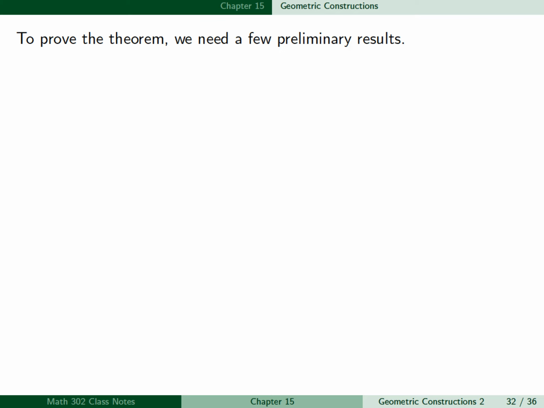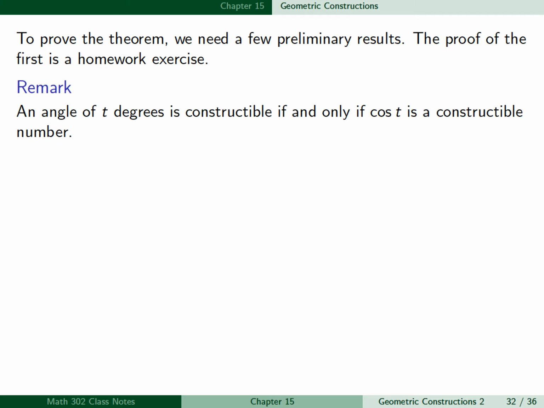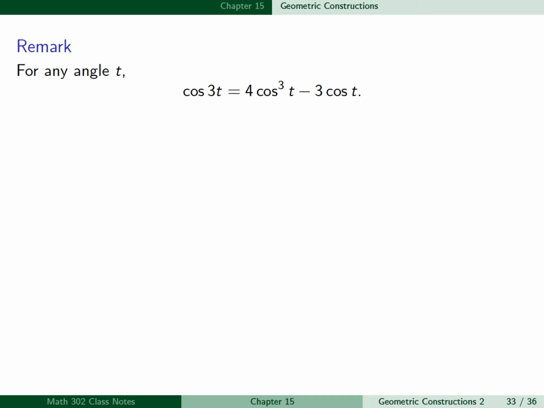So to prove the theorem, we need a few preliminary results. The proof of the first is a homework exercise, and it says that an angle of t degrees is constructible if and only if cosine of t is a constructible number. The second is a trigonometric identity. For any angle t, cosine of 3t is 4 cosine cubed t minus 3 cosine t. So this is a triple angle formula for cosine.